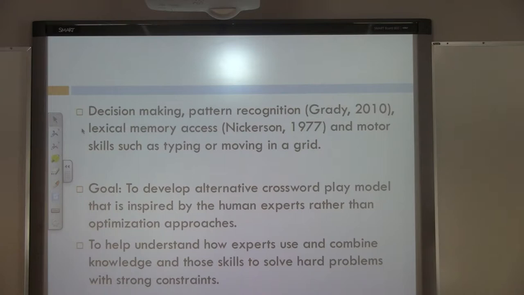However, human skill in solving puzzles requires the combination of many skills, such as decision making, pattern recognition, lexical memory access, and motor skills, such as typing and moving in the grid. So in this crossword model, we propose an alternative crossword play model that is inspired by human experts rather than the optimization approach, in order to understand how experts use and combine knowledge and those skills to solve hard problems with strong constraints.